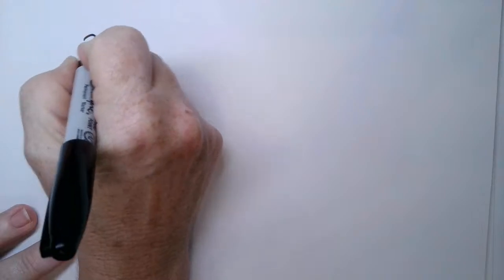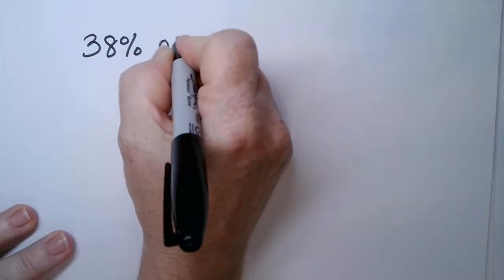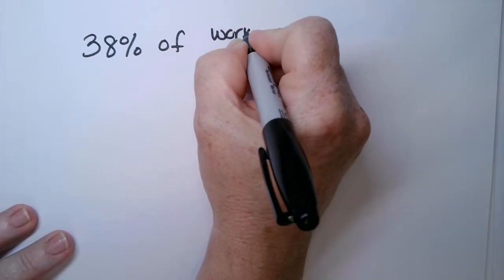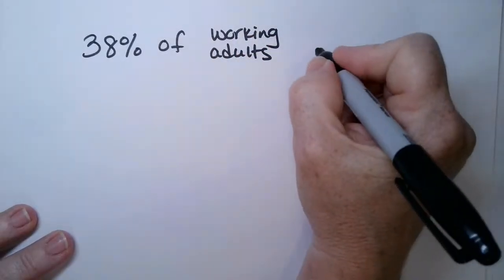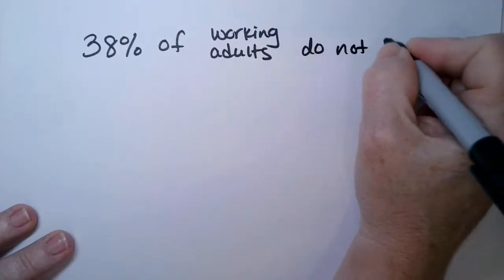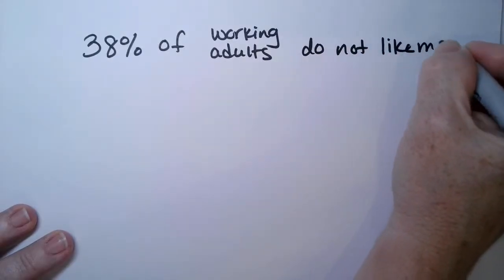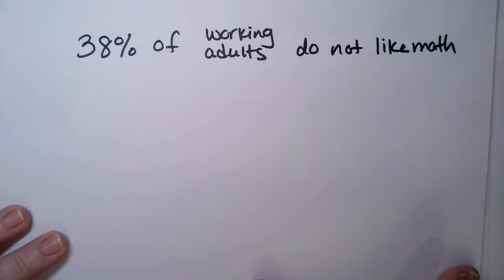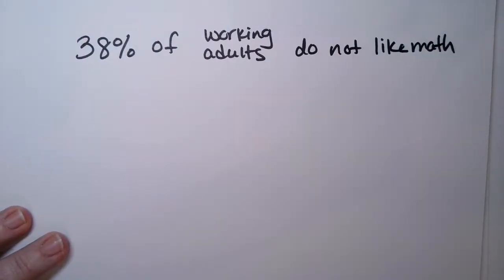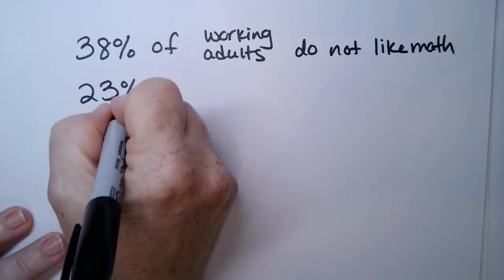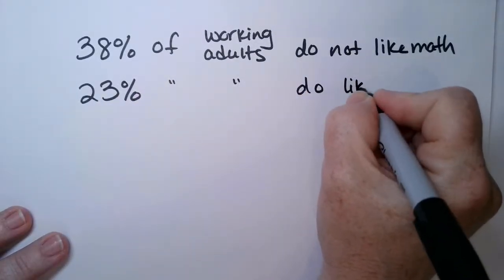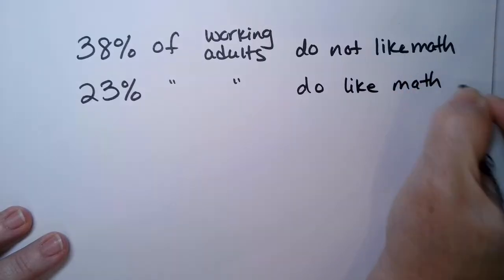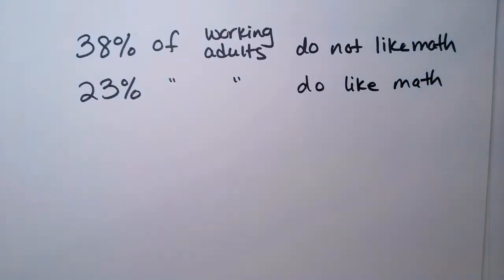Here's some real statistics. 38% of working adults, so adults that have jobs, working adults, do not like math. Okay. 23% of working adults do like math. It's like, wait, where's the rest of them? Yeah, they were kind of neutral.